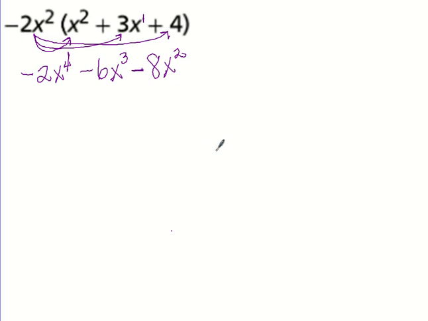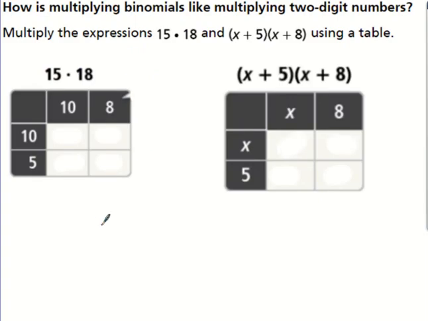That is the product of those two polynomials, a monomial against a trinomial. So it says, how is multiplying binomials like multiplying 2-digit numbers? So we are going to multiply 15 by 18 using what's it called? This is called like a table method, or I like to call it the box method because I'm using boxes. And we're going to show you how it applies to multiplying these binomials.